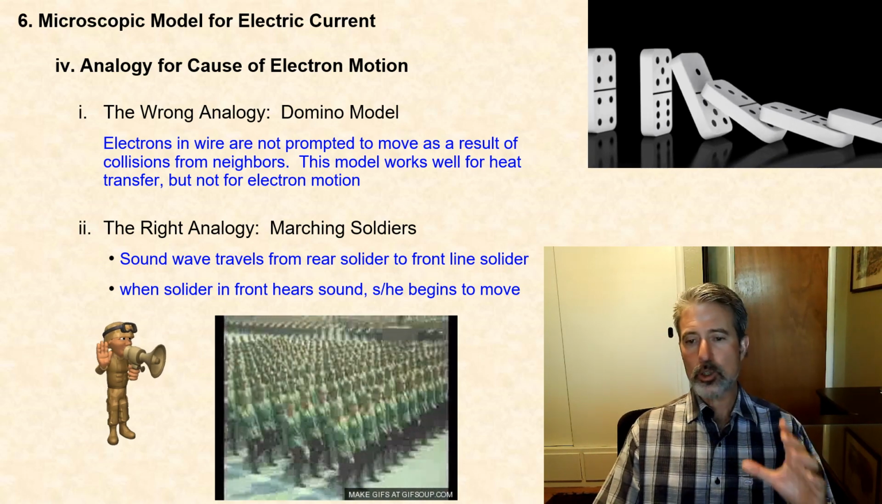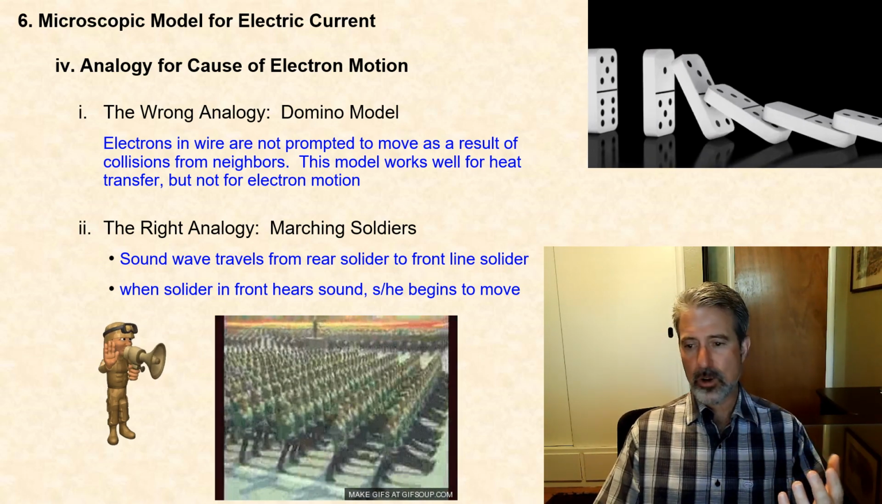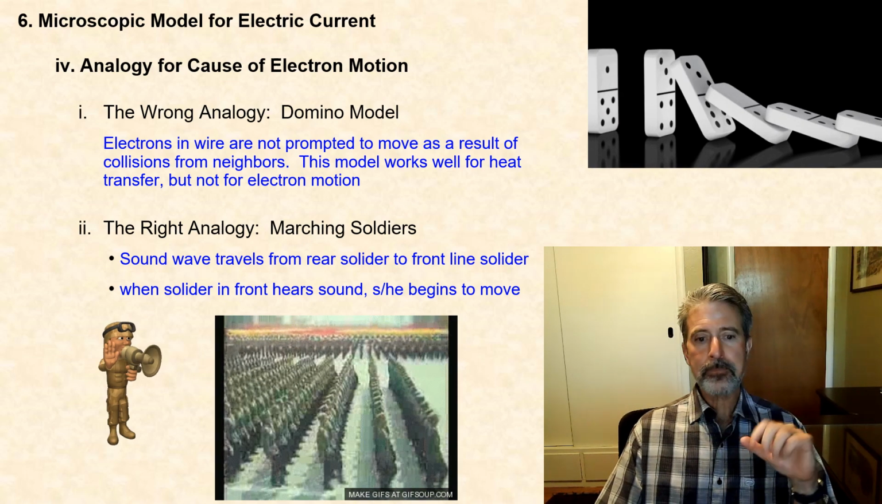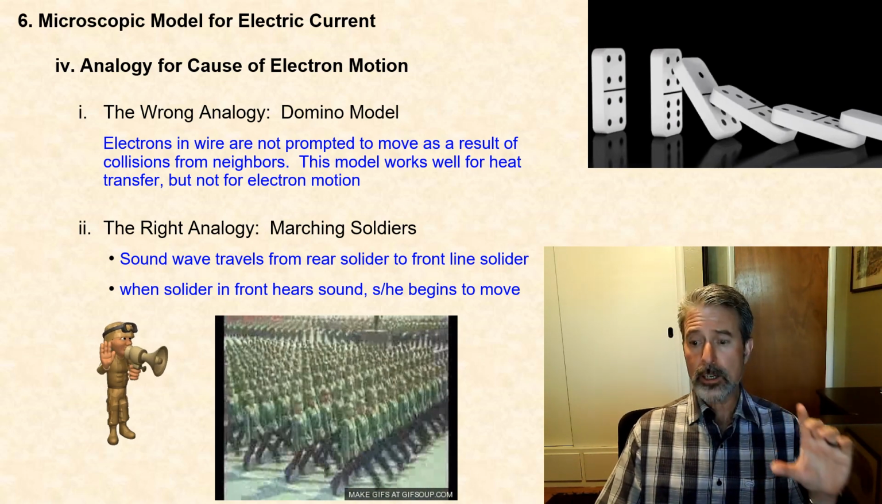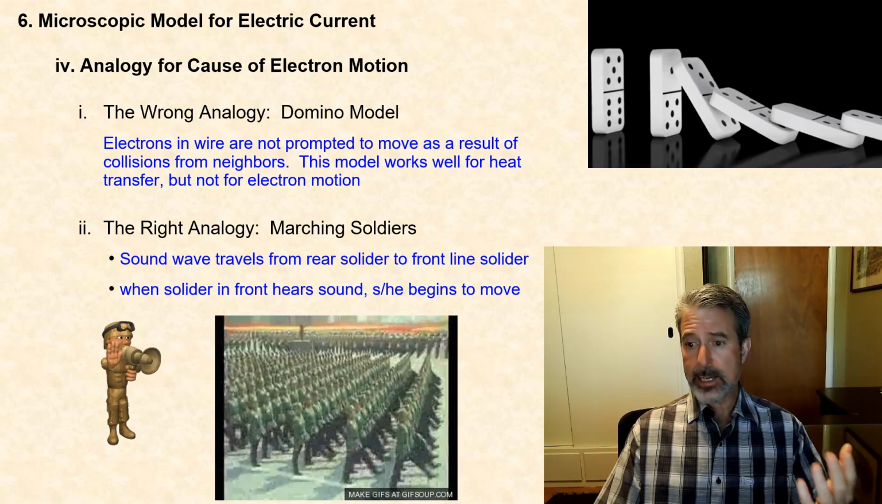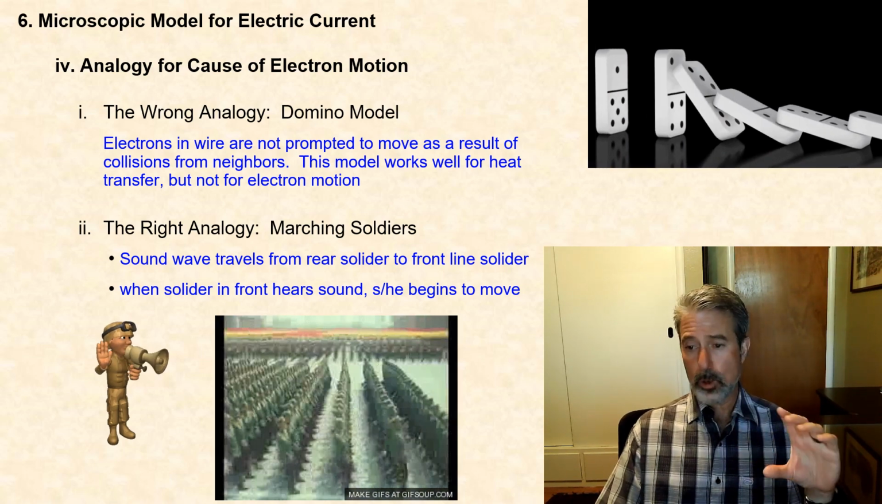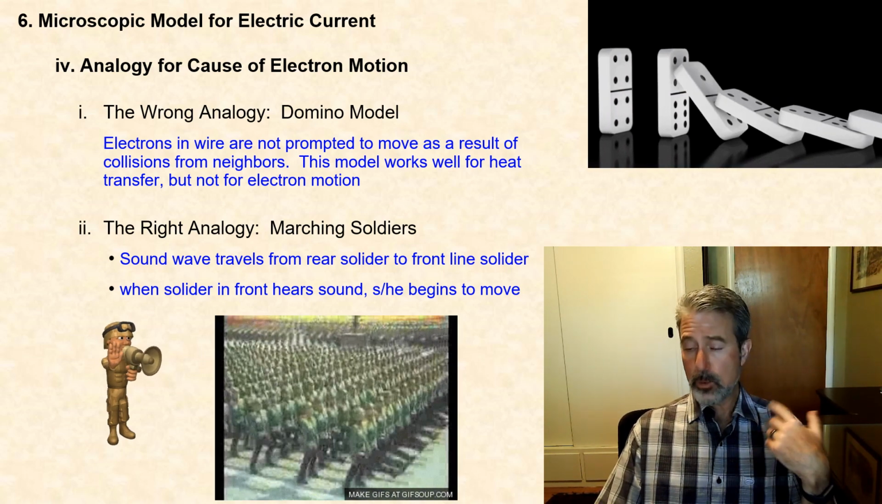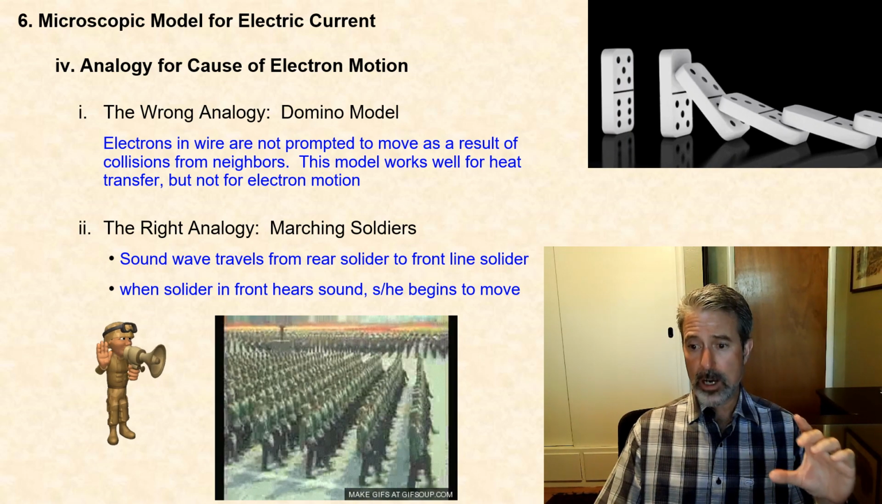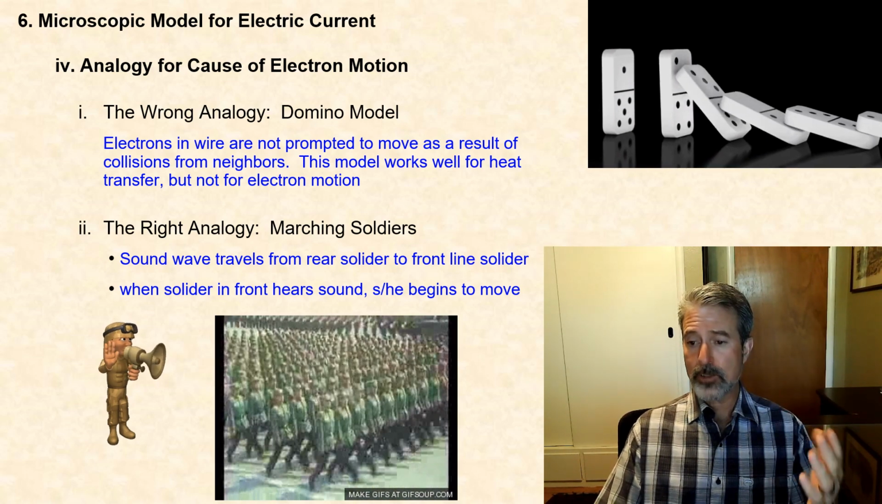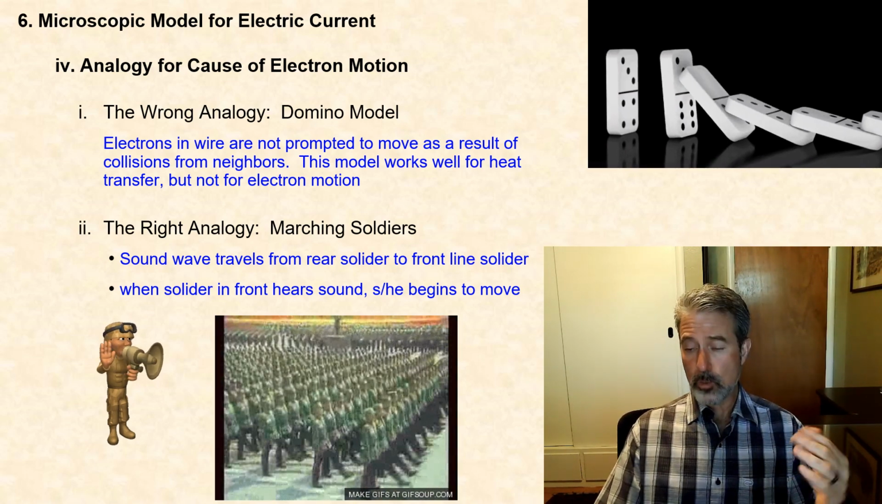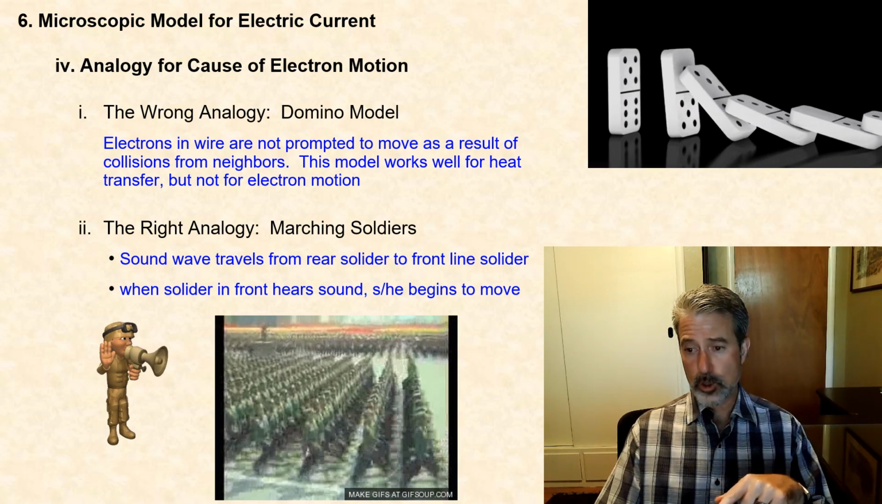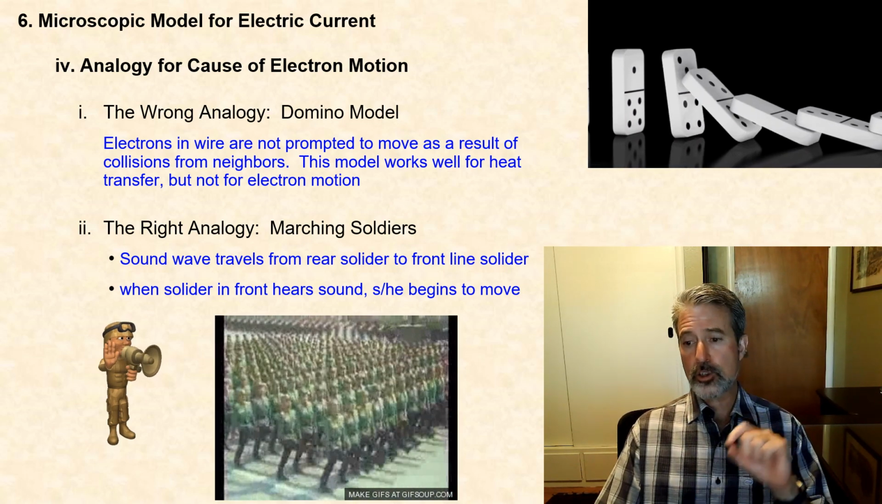So once again, this is what's going on with electrons in a typical circuit. The electron, let's say in the filament of a light bulb or an electrical appliance, when the switch is turned on, that electron is receiving a signal in the form of an electric field, which travels at roughly the speed of light throughout that circuit, telling that electron to start moving.